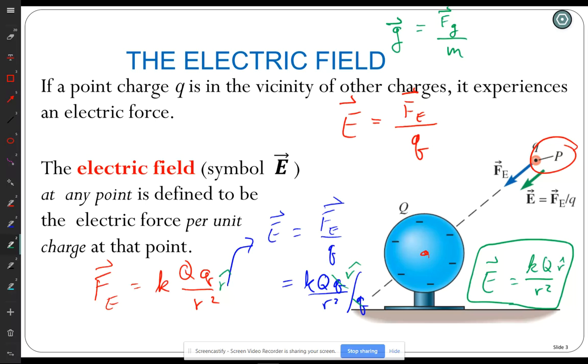On the other hand, if it was a positive point charge, what direction should the electric field point? Out, because a positive would be repelled away from it. So the electric field is always directly into a negative charge. So that's how you get your direction. And then for a point charge, kQ over r squared for the magnitude.